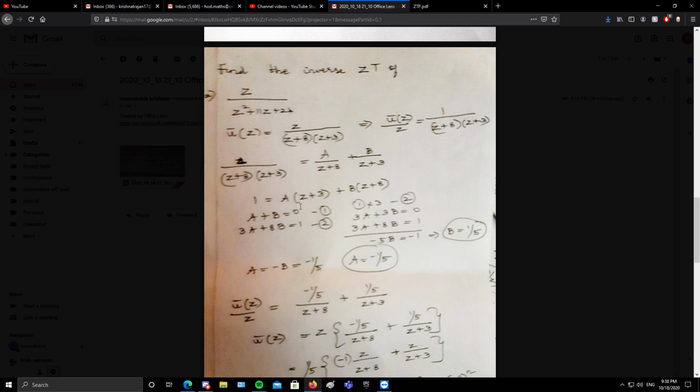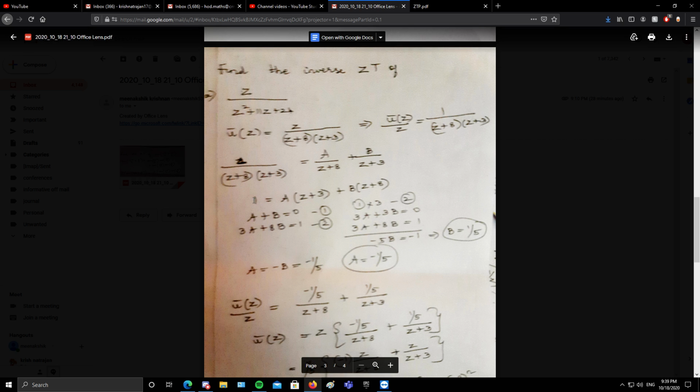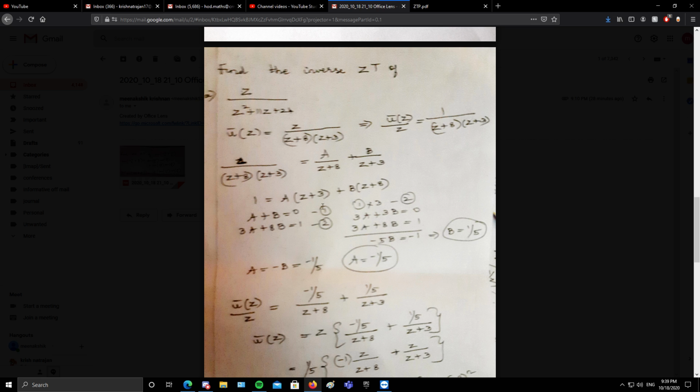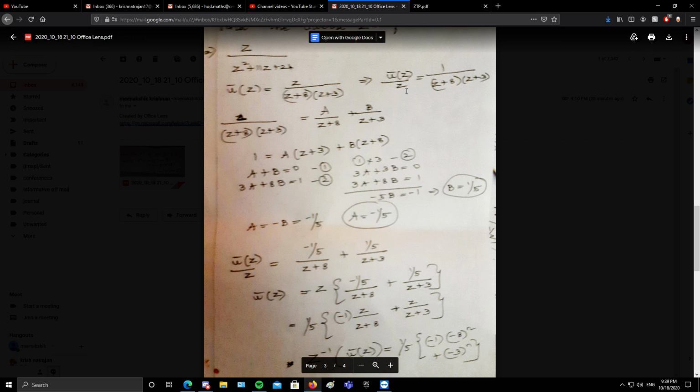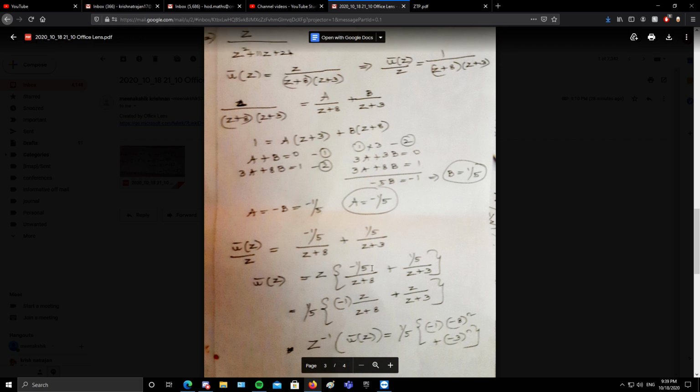So compare either you can give values to z, you can take z as minus 3 for getting b and z as minus 8 for getting a, or you compare the coefficients. So if I compare the z coefficients, left side 0, right side a plus b. If I compare the constants, 1 equals 3a plus 8b. So solve these two equations, you will get a as minus 1 by 5, b as 1 by 5. Substitute here. So u bar of z by z is minus 1 by 5 by z plus 8 plus 1 by 5 by z plus 3.